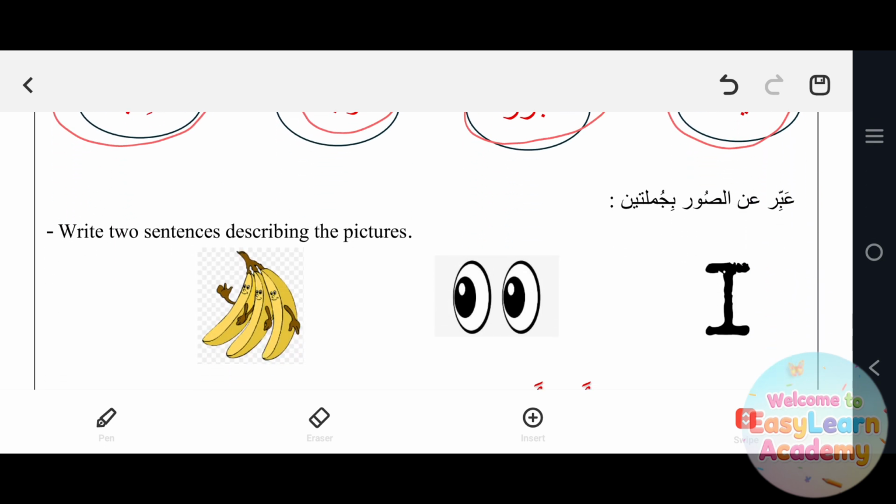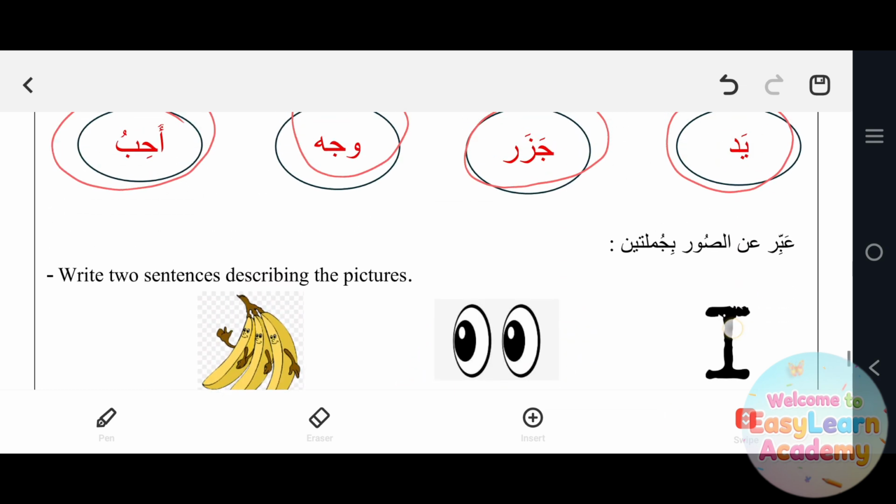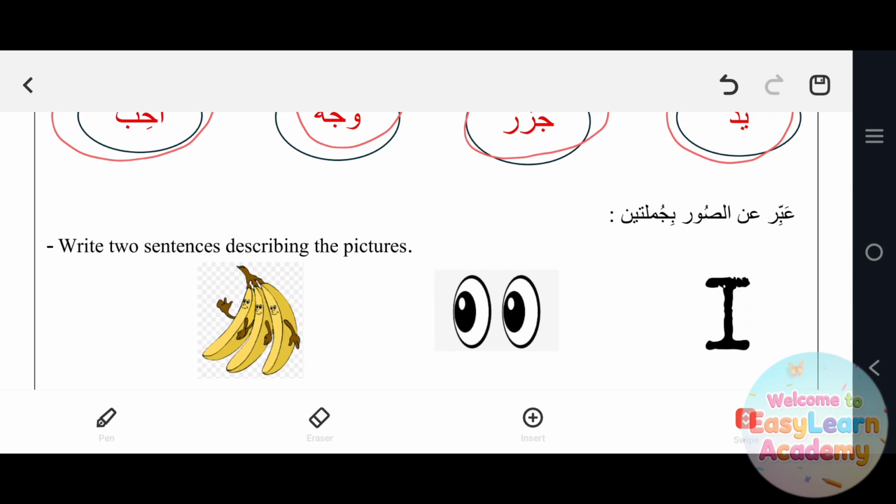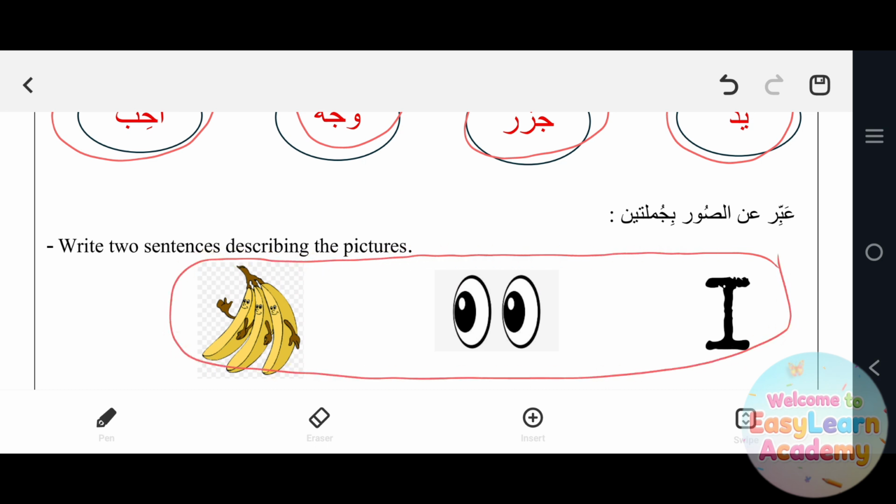Write two sentences describing the picture. In the first one, I can see a letter and a banana picture. So we have to think and make a sentence. So, I see bananas.